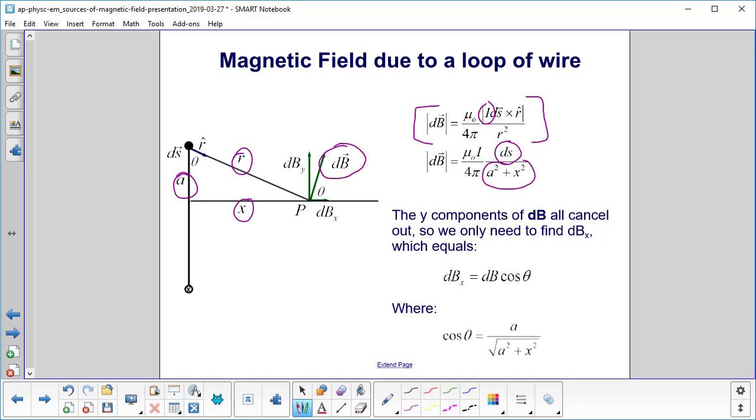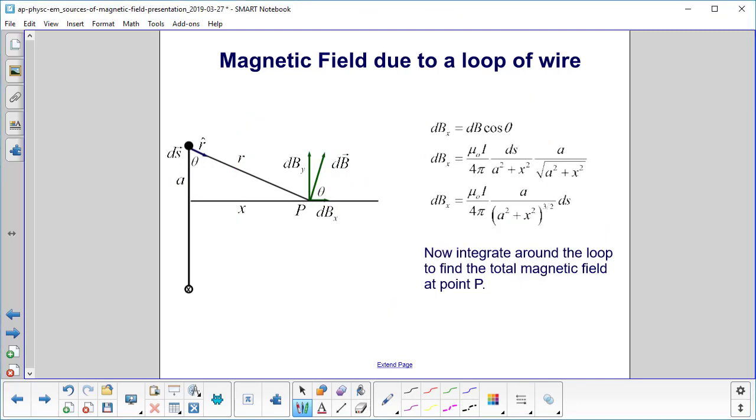We've already said that the y components will cancel out, so we only need dBx. And that's going to be, remember we found this was theta? That will just be dB times cosine theta. And what's cosine theta? Well, we go back to the first triangle, because it's the same theta, and realize it's adjacent over hypotenuse, so it's a over the square root of a squared plus x squared.